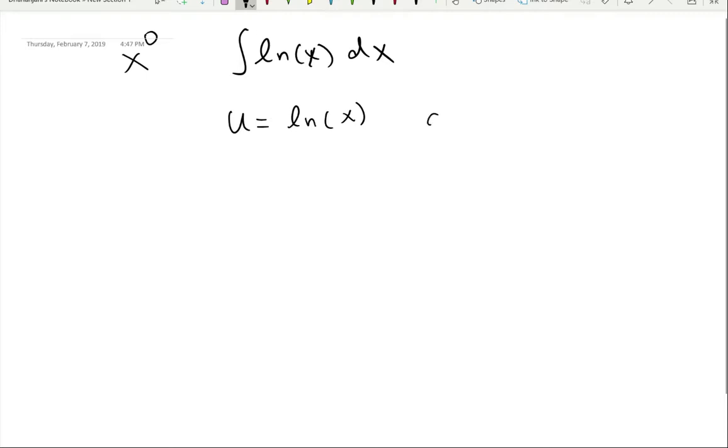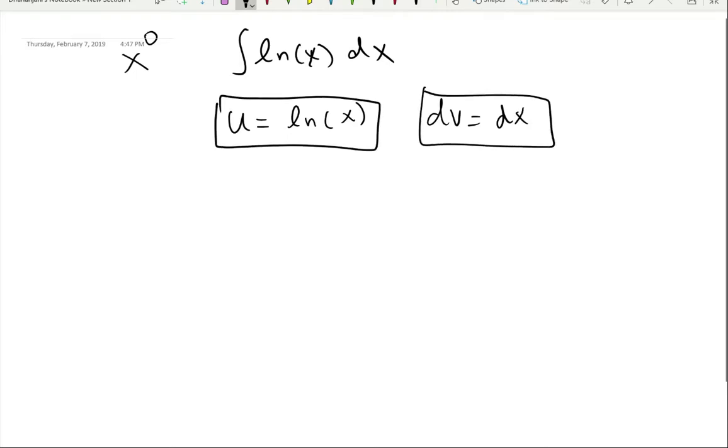Now what is dv then? Now here's the trick. dv is everything else except u. So u is natural log x, everything else is 1 dx, just a dx, right? Okay, I want you to wrap your head around this very carefully. Now then we have to find du. So if you differentiate u, then we get 1 over x, because the derivative of natural log x is 1 over x. So du is then 1 over x dx. So let's write it down.